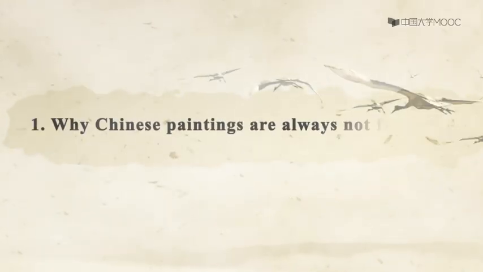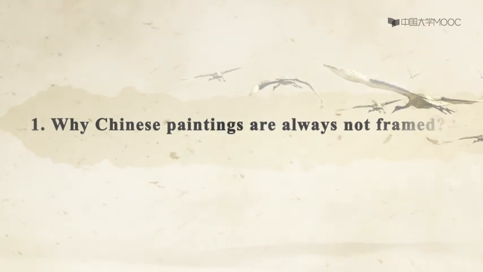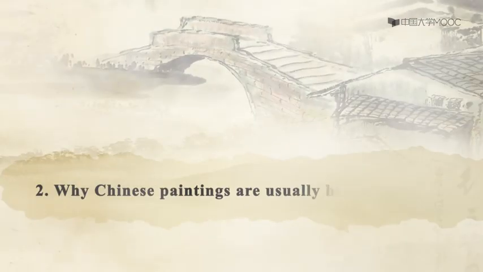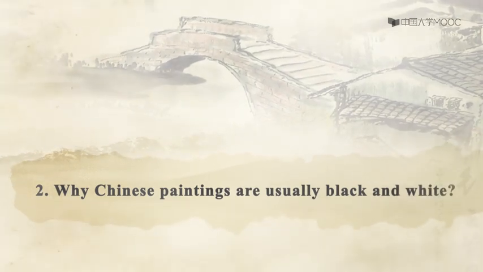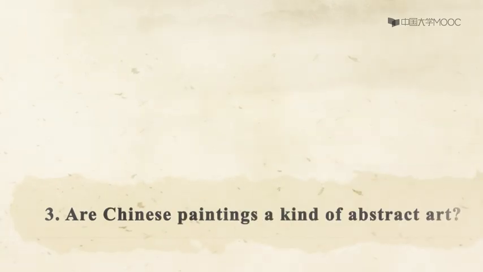Because of time constraints, we could not tell everything we could tell about Chinese paintings, so we chose 3 topics that we think are the most interesting. We will present these 3 topics as 3 questions. The first question is, why are Chinese paintings usually not framed? The second question is, why are Chinese paintings usually black and white with almost no color? And the third one is, are Chinese paintings a kind of abstract art?